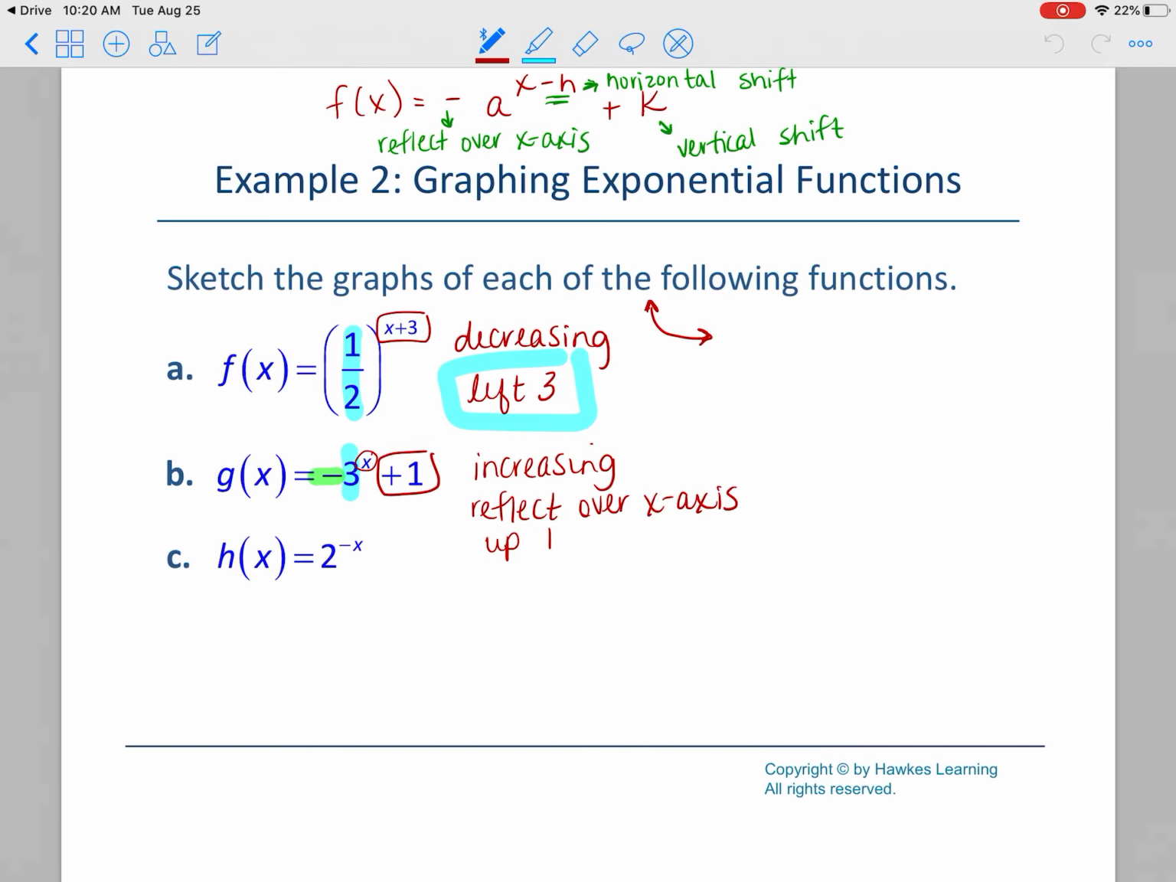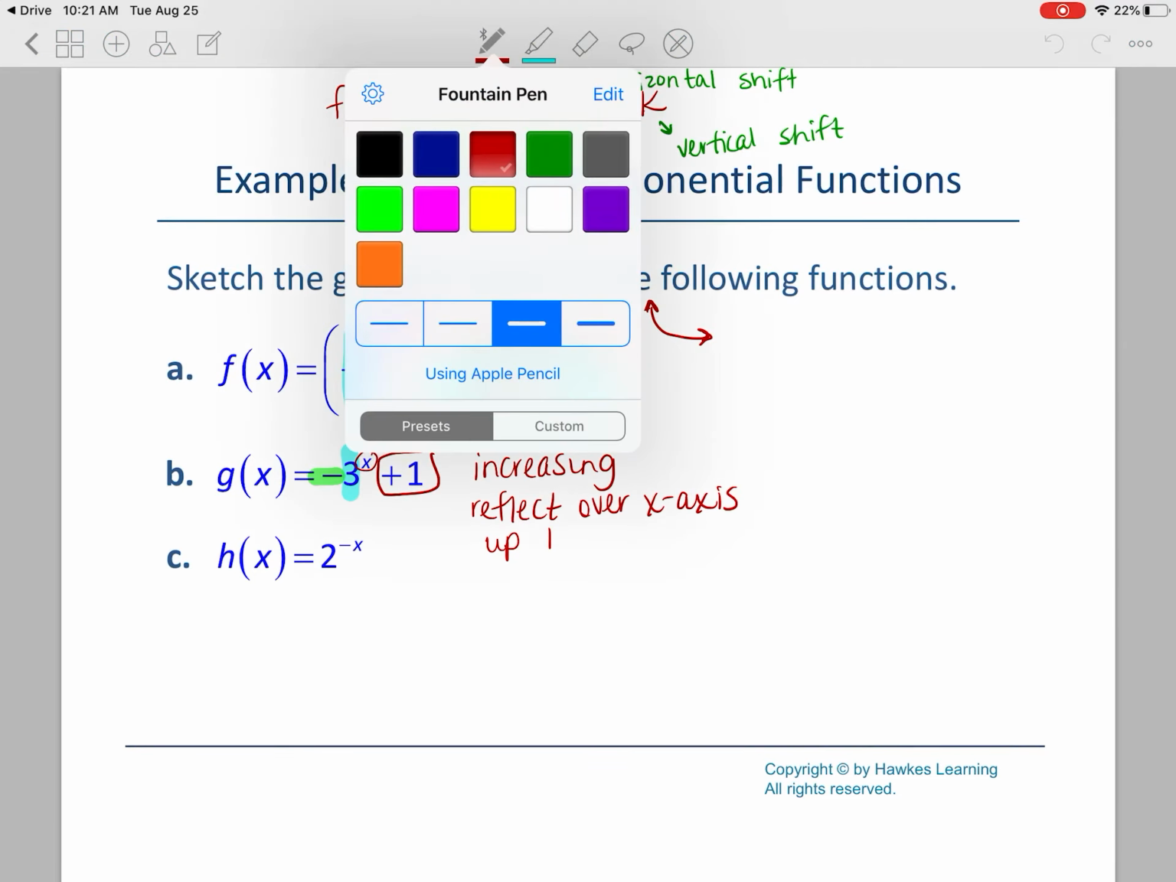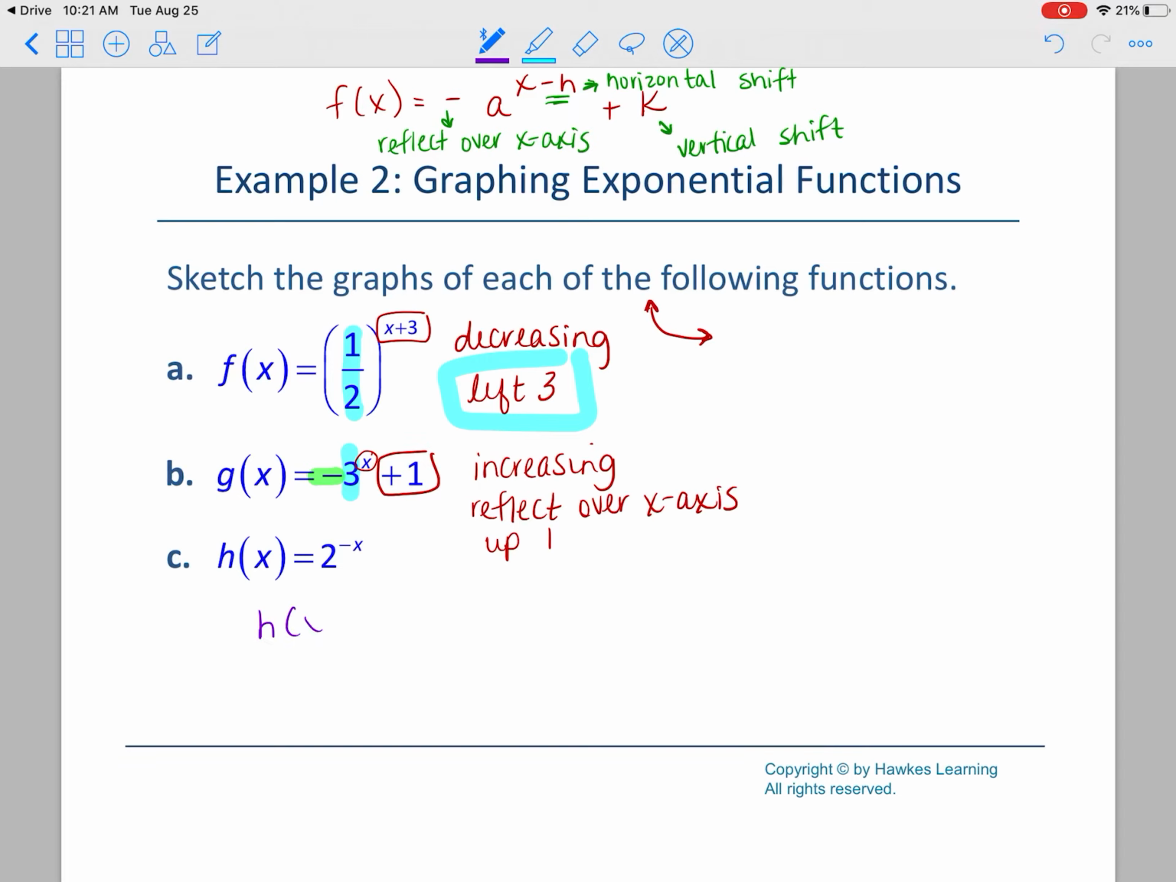And the last one, h of x equals 2 to the -x power. Now, I got to be very careful. I cannot have a negative exponent. So, I'm going to first rewrite this problem. H of x equals 2 to the -1 times x. I'm just separating -x as -1 times x. I cannot have a -1 as an exponent.